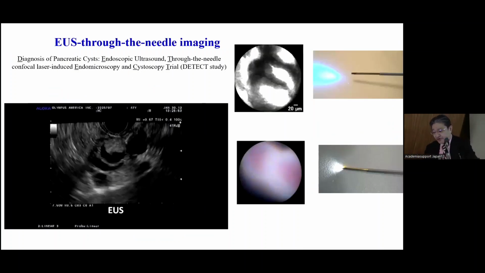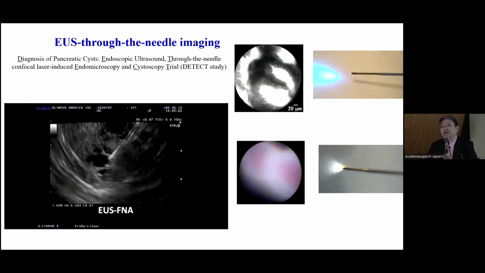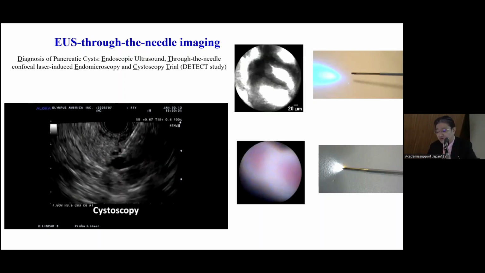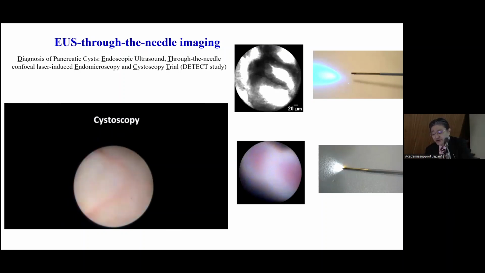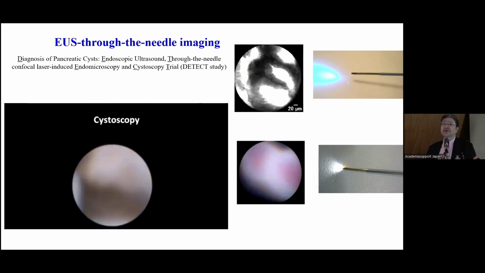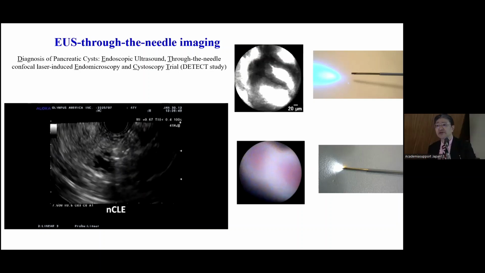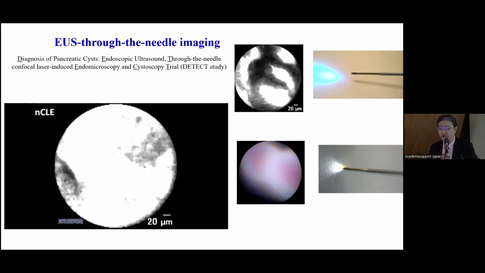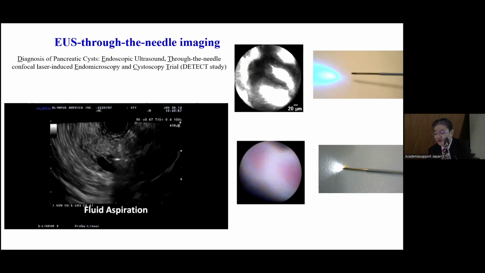This slide shows through-the-needle imaging. We use a CLE miniature probe and miniature fiberscope. We puncture the cyst with a 19-gauge needle, perform cystoscopy with a SpyGlass Legacy probe, and subsequently use the CLE probe. We cannot see directly into a cystic cavity, but using this type of procedure, we can see the intracystic component. It is also beneficial and may be developed in the near future.